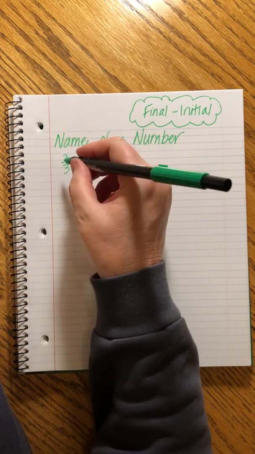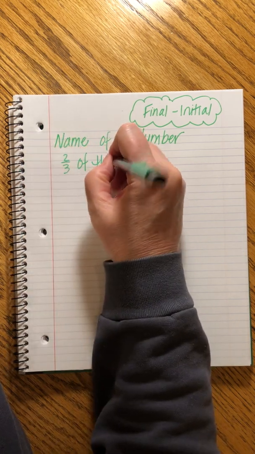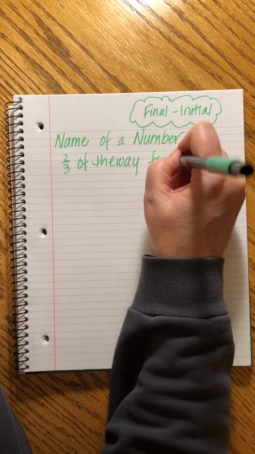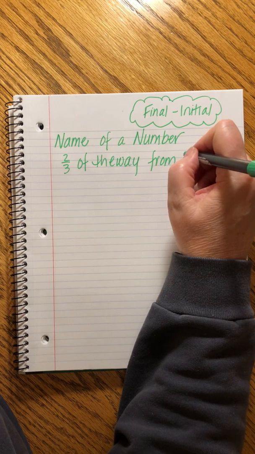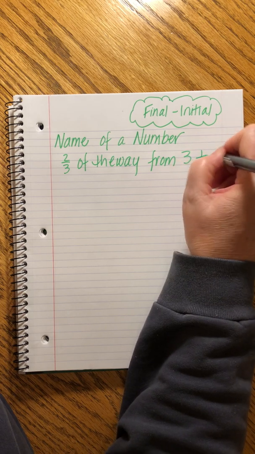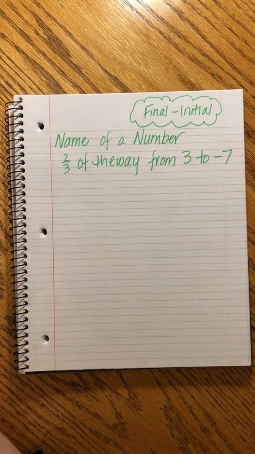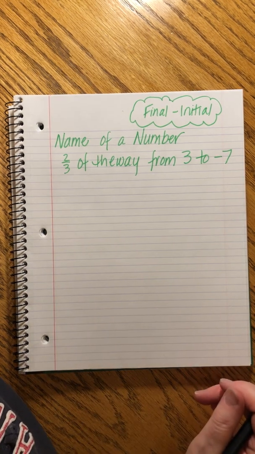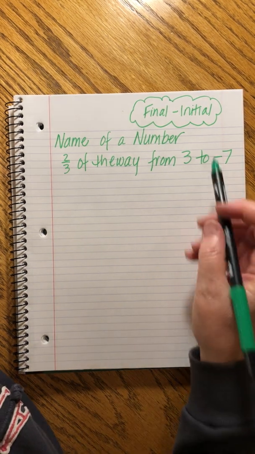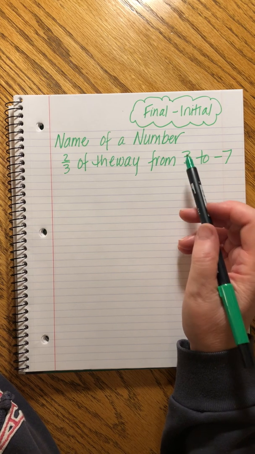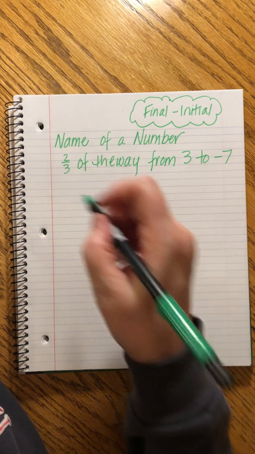What is the number that is 2/3 of the way from 3 to minus 7? Now, last year we drew a number line and fiddled around with that. I don't want to do that again because this problem isn't so easy and perfect to do as the first one we did last time. What we want to do is just work with the formula.